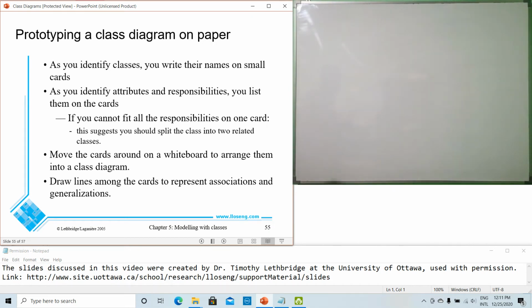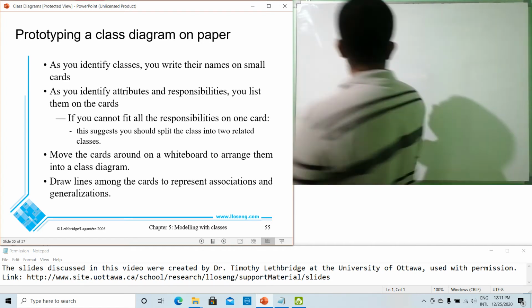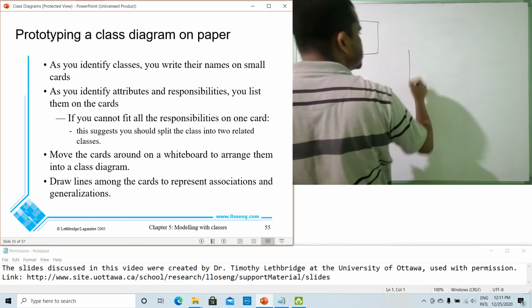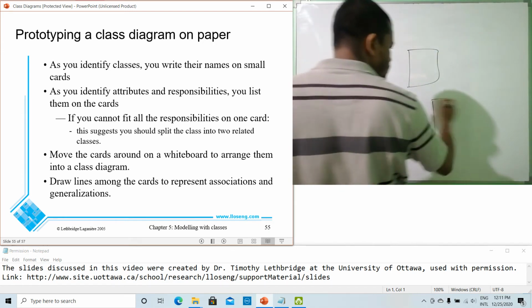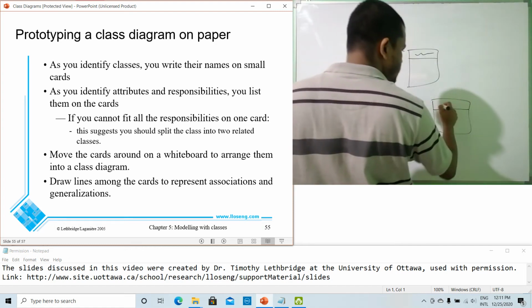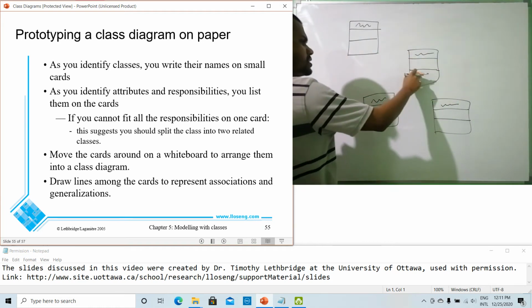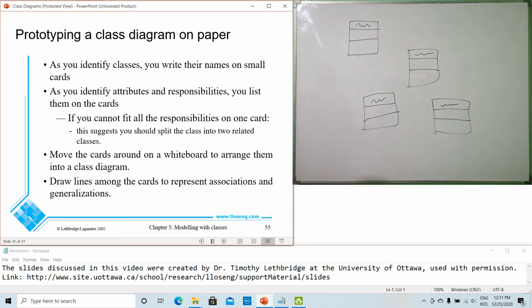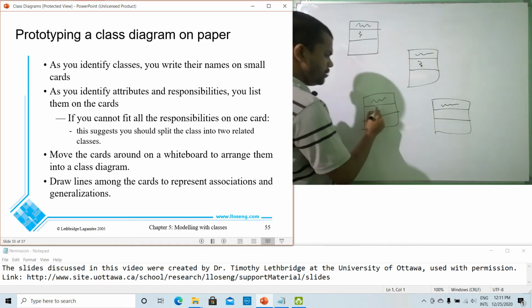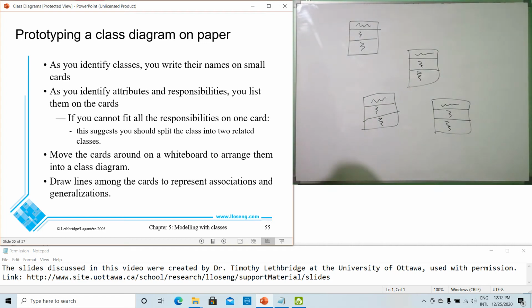Then you write their names on small cards, class names. Let's say then you have these cards. We have written the names of classes in these cards. Now, in each we have three parts: name, set of attributes, set of operations. So as you identify attributes and responsibilities, you list them on the cards. So you write attributes, then responsibilities, in these cards.